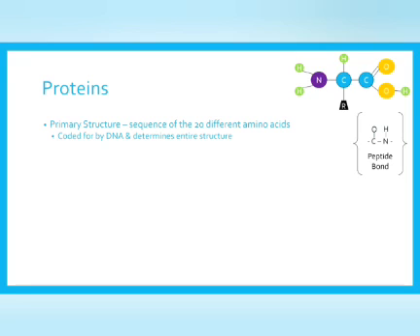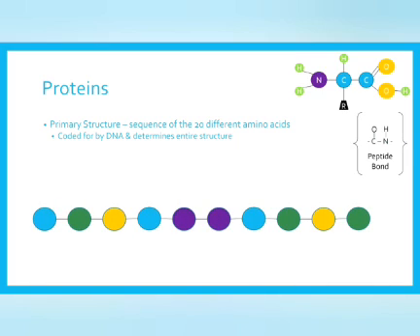Our first one is our primary structure, and this is simply the sequence of our different amino acids. We've got 20 different amino acids that we can build our proteins from, and these can be joined up by peptide bonds in any order. The order in which they're joined is coded for by DNA, and this is essentially how DNA controls all of our cellular activities. Therefore DNA ultimately determines the entire structure of proteins, because it determines the sequence.